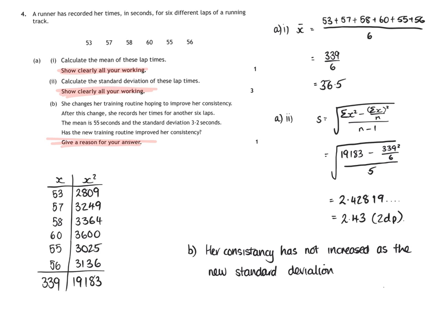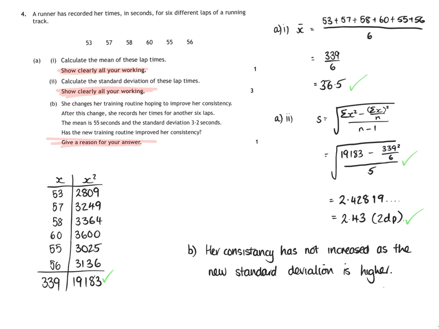Right, so thinking about the marks for this question. For part A, you get 1 mark for having the mean calculated. And then for A part 2, you get 1 mark for calculating your sum of x and x squared, 1 for substituting it into the formula, and 1 for your answer.